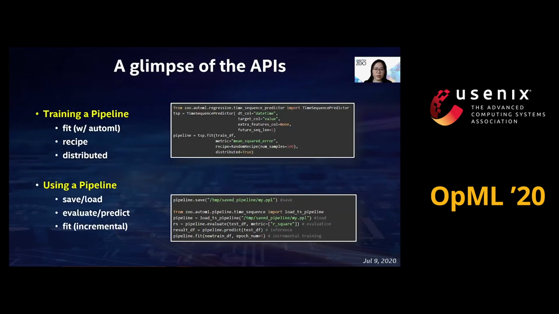So here's a glimpse of the APIs. To train a pipeline, you first create a TimeSequencePredictor, and then you just call fit on it to launch the automated training process. For fit, there is an argument called recipe, which you can use to configure how to do the hyperparameter search. We have implemented several handy recipes for your convenience, but you can always write your own. There's also a flag called distributed, which indicates whether you're running it on a single node or a cluster. The result of the fit is a TimeSequencePipeline, which you can save to a file and load later. The pipeline also has APIs like evaluate, predict, and fit for evaluation, prediction, and incremental training on new data, respectively.